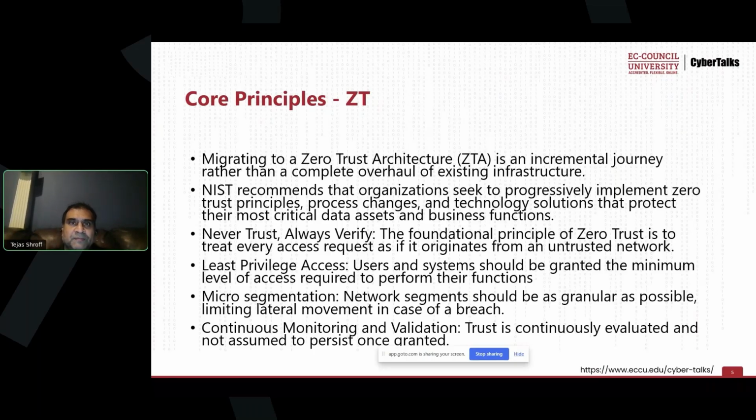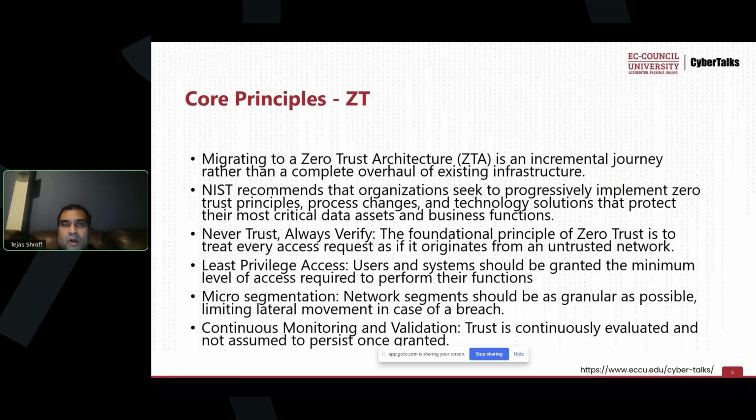Another big one is least privilege access. So how do you control who gets access? Right? You just grant the minimum level of access. A lot of times people are given a lot more access than they need, and when they're given more access than they need, there's a problem, because somebody has additional access beyond what they need. So we need to ensure that only the minimum level of access required is granted.